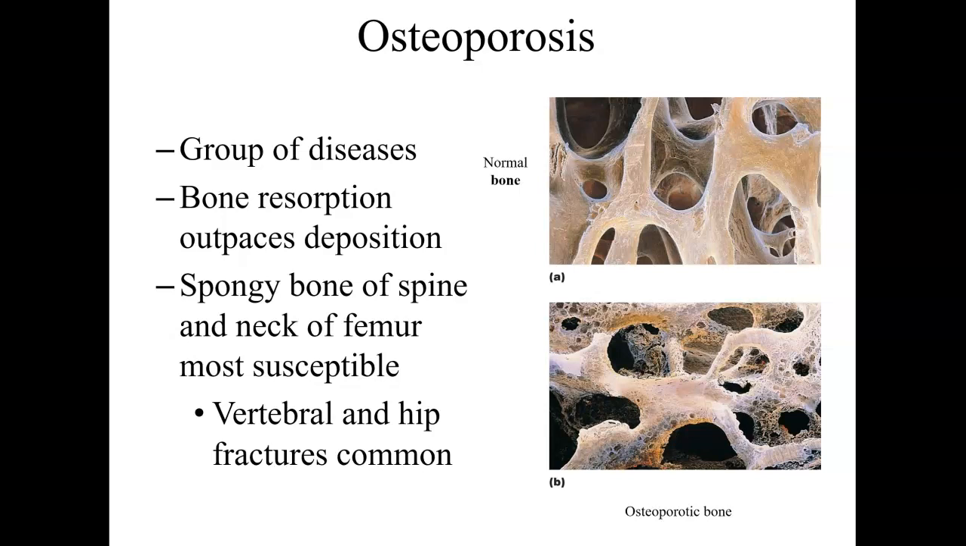Spongy bone of the spine and neck of the femur are going to be the most susceptible to osteoporosis. And then you can look at the vertebral and hip fractures that are going to be common in osteoporosis. That's where we're going to end for today. We'll pick up with our next one with fractures.